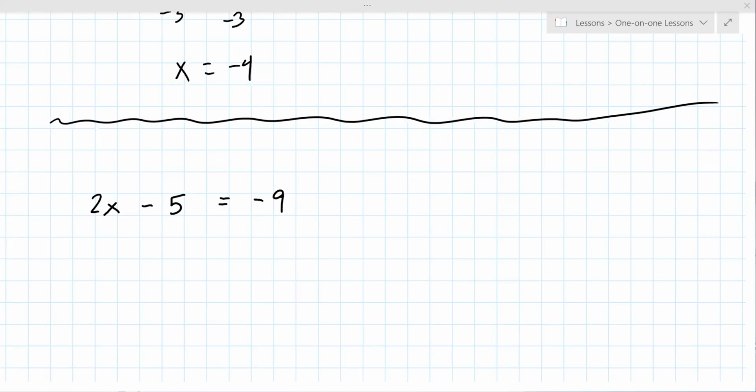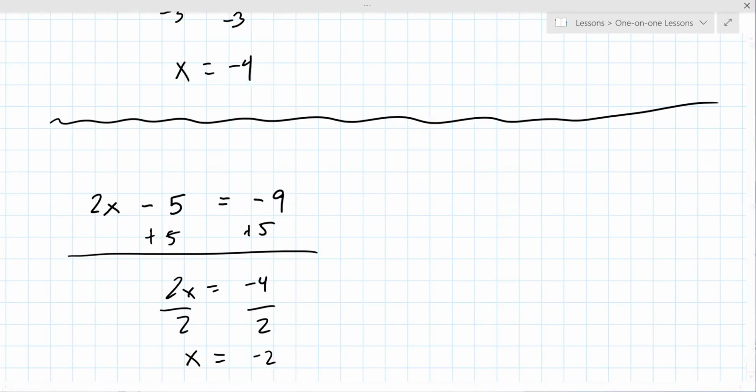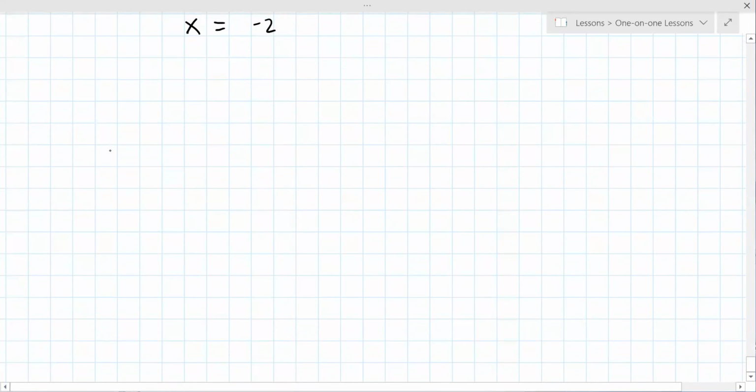All right, I think I got my answer. Okay, so let's add 5 here. Add 5, so you get 2x equals minus 4. Divide by 2. X equals minus 2. Got it. Great. So let me throw another one at you here. 3 minus x over 4 equals -2.